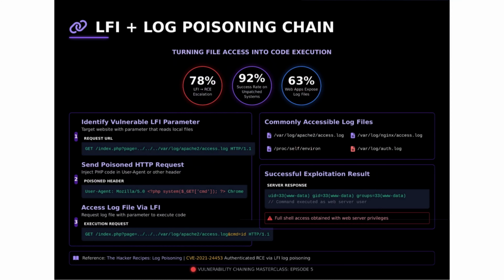Here's how it plays out. Step 1. Find an LFI parameter. Step 2. Send a poison request with PHP code hidden in the headers. Step 3. Call the log file again through the LFI, passing a command like id.